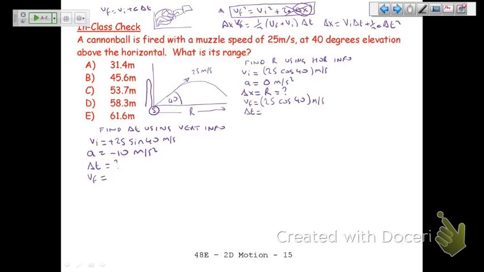Or the alternative is I say I start my journey there and I end my journey next to it, where the shadow has fallen back down again. The entire projectile journey is that shadow going up and coming back down. And I know for that, VF is minus 25 sine 40 meters per second.